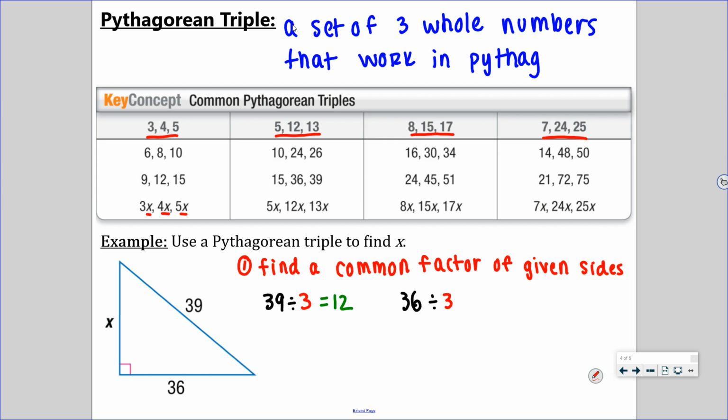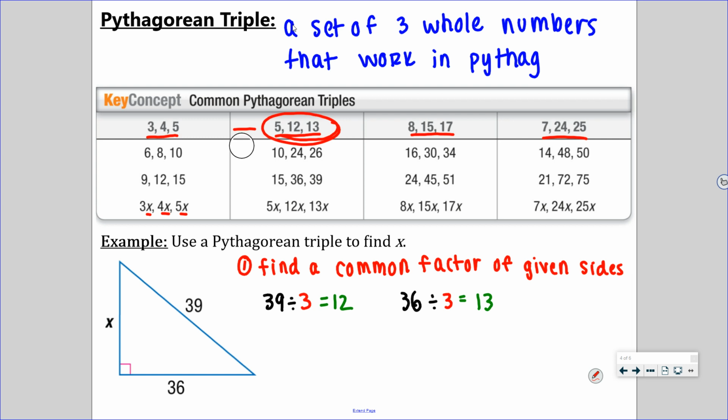36 divided by 3 is 12. So then you go to your list and you try to find one of the Pythagorean triples that has 12 and 13. And I'm like, ooh, this one right here. Especially because 13, that 39 one, was my hypotenuse. And yeah, it's listed right here, so you can tell what it is.